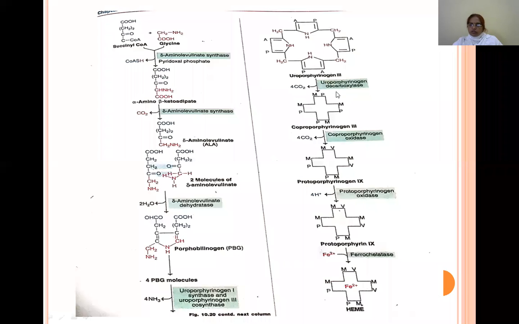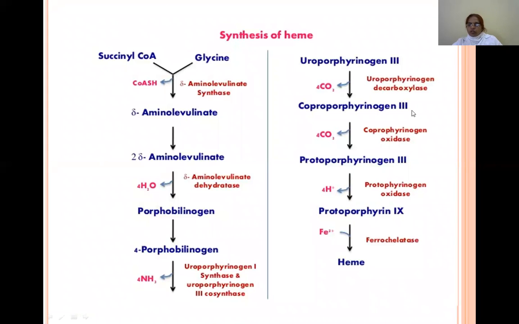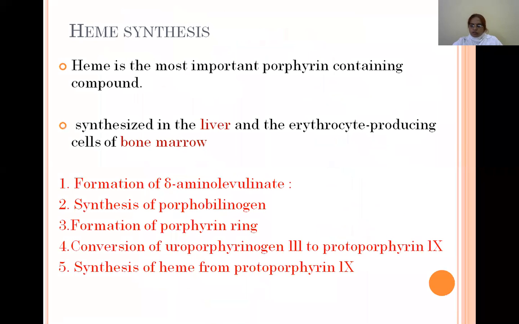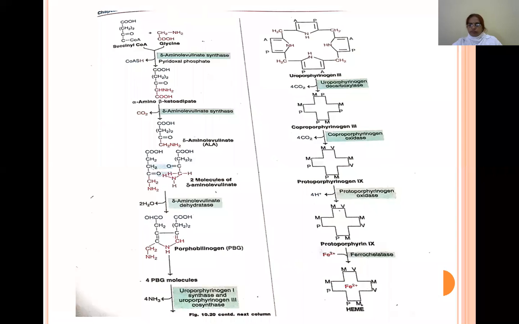Now see the formation of protoporphyrin from the coproporphyrin 3. Here it is the conversion of coproporphyrinogen to protoporphyrinogen. At this point, the methynyl bridges are reduced.